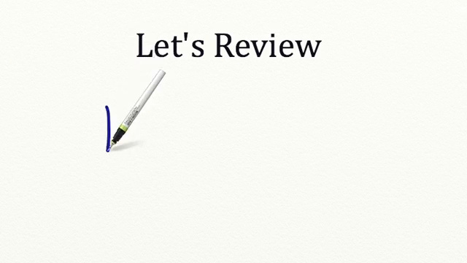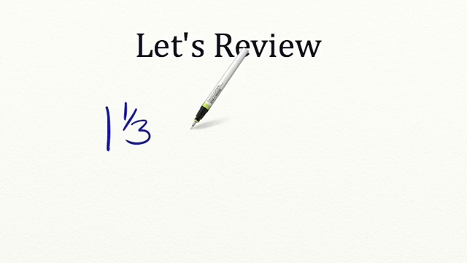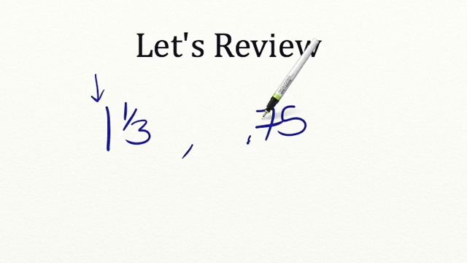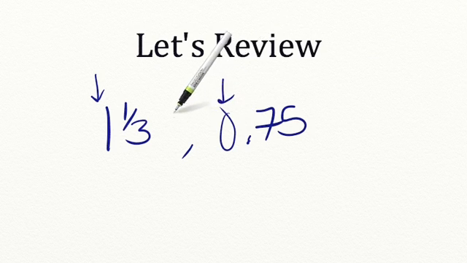When you're comparing numbers that are written differently, maybe as a mixed number, fraction, or as a decimal, it's important that you find some way to be able to compare them. Now, you might be able to compare them just by looking at them. For example, 1 1/3 has a 1 in the ones place, whereas 75 hundredths has a 0 in the ones place. So we can compare that 1 1/3 is larger than 75 hundredths.